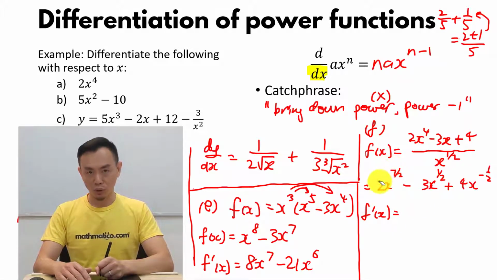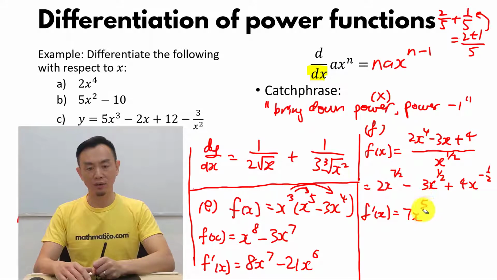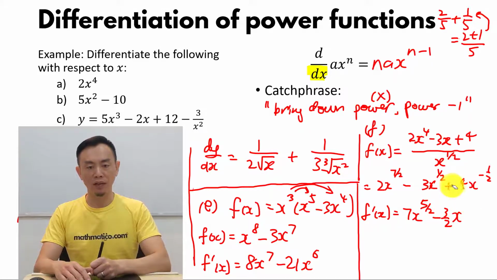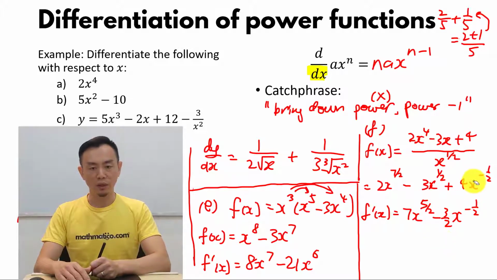7 over 2 times 2 is 7. You have x to the power of 7 over 2 minus 1 is 5 over 2. Then minus half times 3 is 3 over 2, x to the power of half minus 1 is negative half. And we have this one, 4 times negative half is negative 2, x to the power of negative 3 over 2.